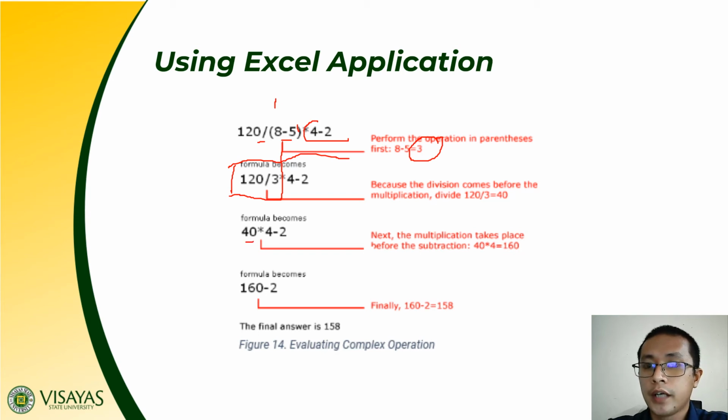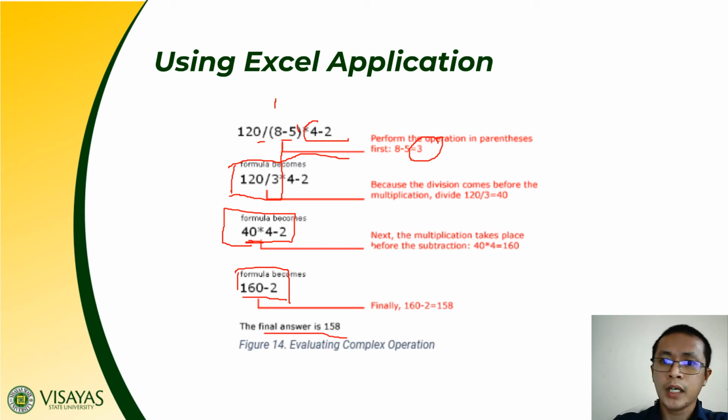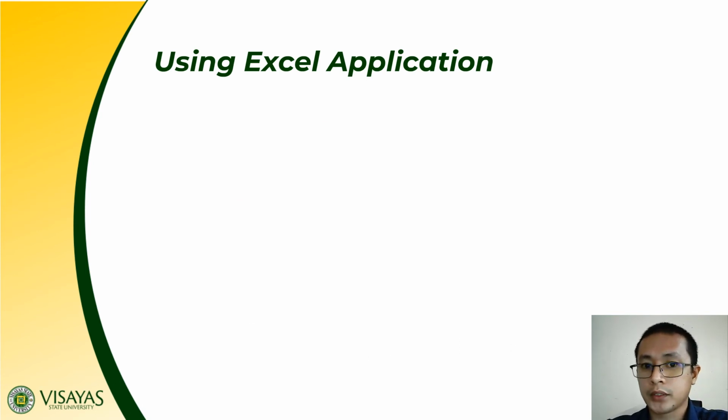And then from here, 40 times 4 minus 2. So evaluated here, multiplication has higher precedence as compared to subtraction. Therefore, multiplication should be done first. That is 40 times 4, we get here 160. And then followed by subtraction. So the final answer here is 158. So that is how we evaluate complex formula when using Excel. It follows the PEMDAS rule.